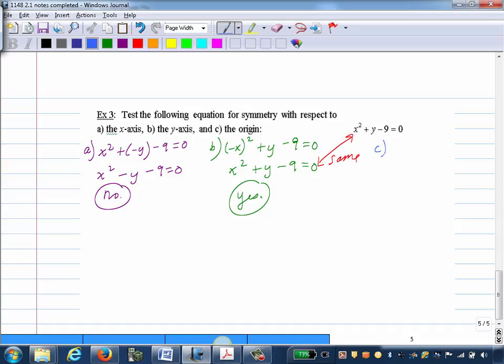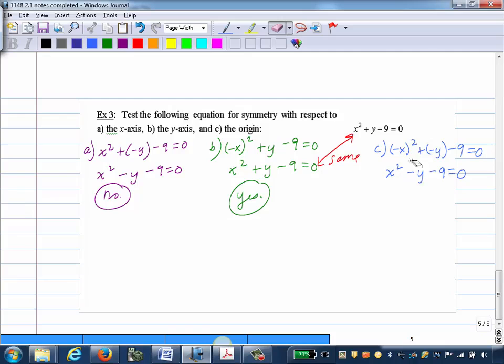Part C, to test for symmetry with respect to the origin, I'm going to substitute a negative y for y and a negative x for x and see if I result in an equivalent equation. So I'll put my negative x in here in parentheses and square it. Put a negative y in parentheses, minus 9 equals 0. So I square my negative x, that gives me x squared. This becomes minus y. Minus 9 equals 0.